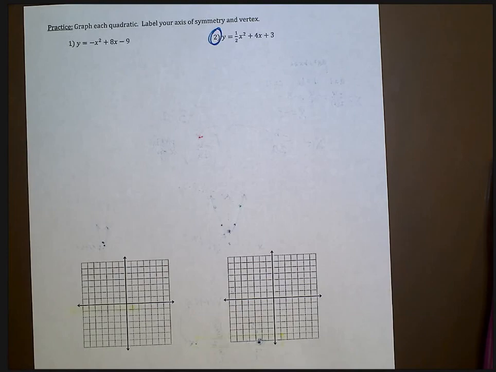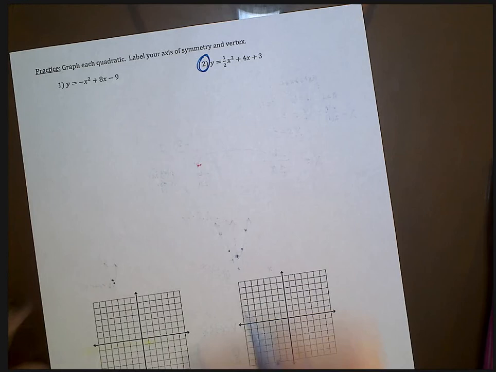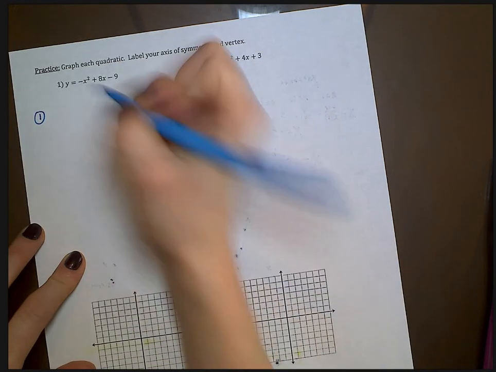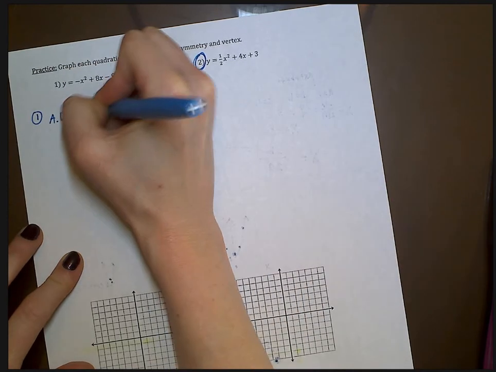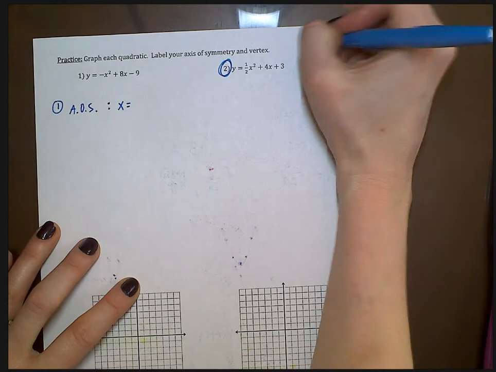Here's the whole thing put together, what we did yesterday and today for number 1. Okay, so first things first. I've got to do what I learned yesterday, and I've got to find the axis of symmetry. Okay, let's find that first. So I know that's going to be x equals, and then I use my formula. Let's remind us what it is over here.